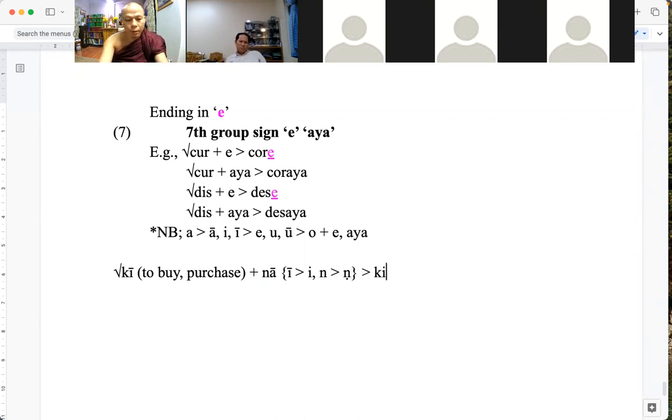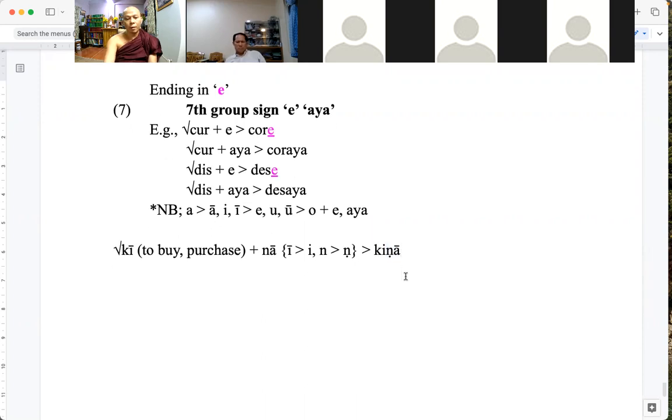So that is why we have kina. So if we see the base kina, we may be confused. Oh, the sign is the fifth sign na already with the dot, or the fourth sign na already. Not like that. Originally na without dot. Maybe some influence. Okay, so kina also means to buy or to purchase.